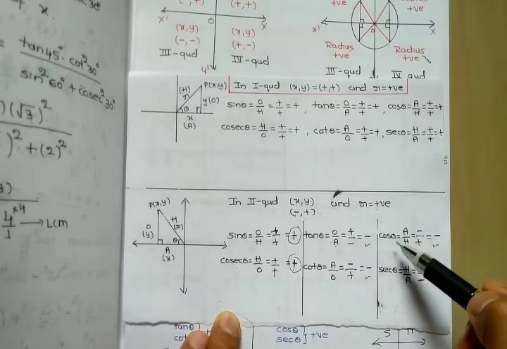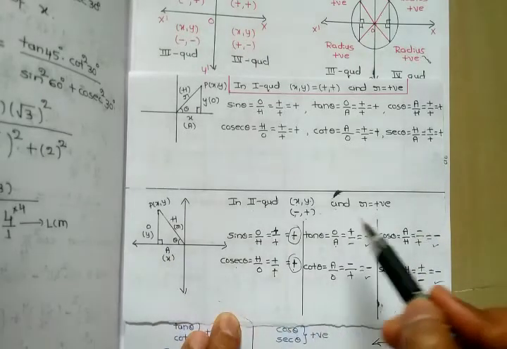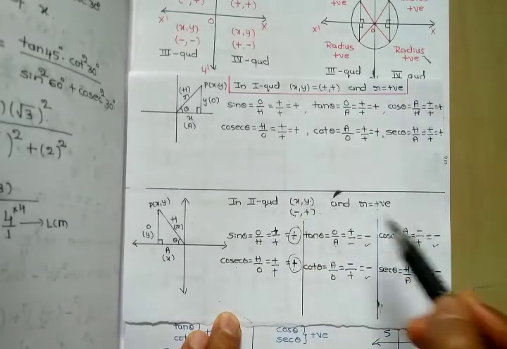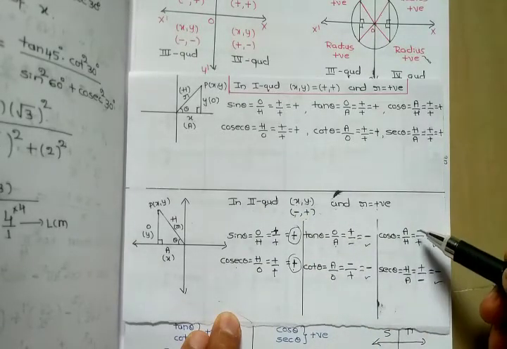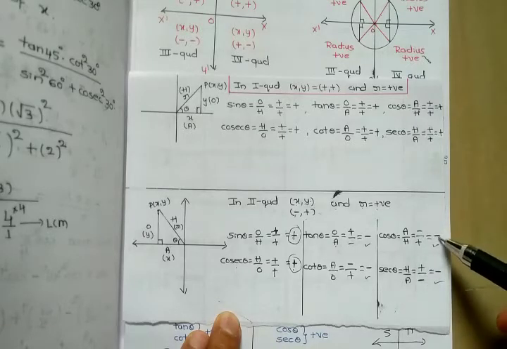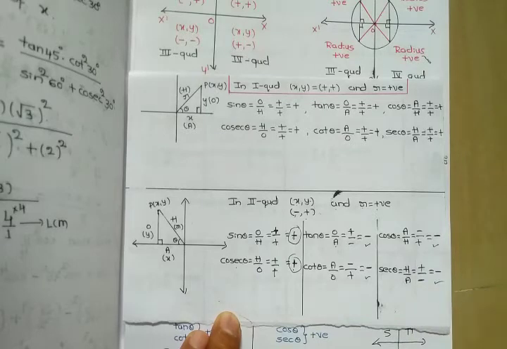Negative. Next, cos theta is adjacent side divided by hypotenuse side. Adjacent side means x is negative, hypotenuse side means r is positive, so negative divided by positive gives you a negative answer. So the reverse of cos, which is sec, is also negative.